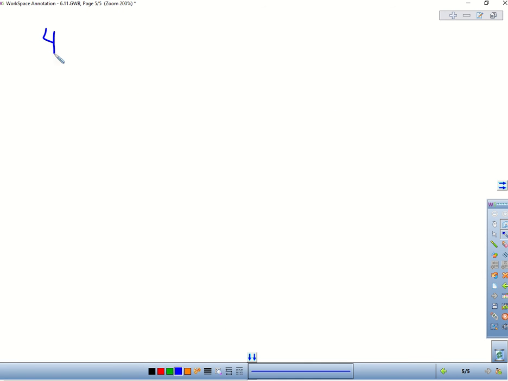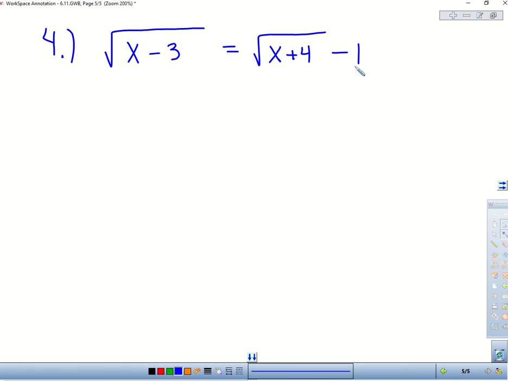So number 4 for you guys is the square root of x minus 3 is equal to the square root of x plus 4 minus 1. So this question is a little tricky because you can't completely isolate either one of these square roots, right? Because that 1 is in the way. So what we have to do is just work with it the way it is. We're going to square both sides. This is going to cancel, and that leaves me with x minus 3 is equal to.